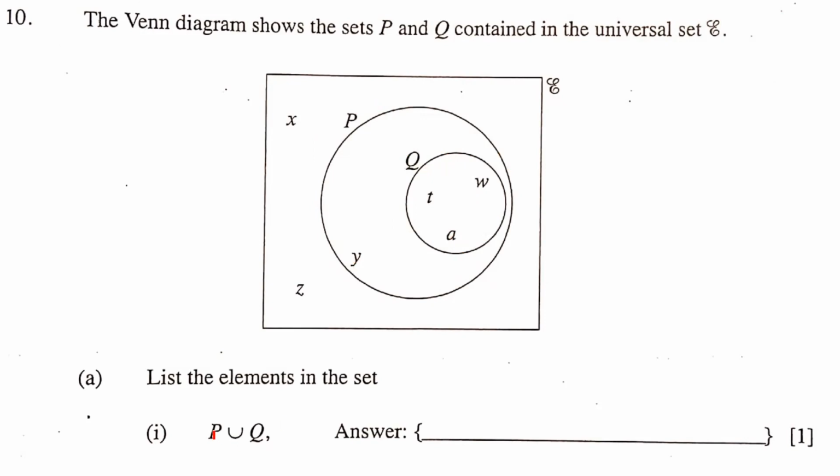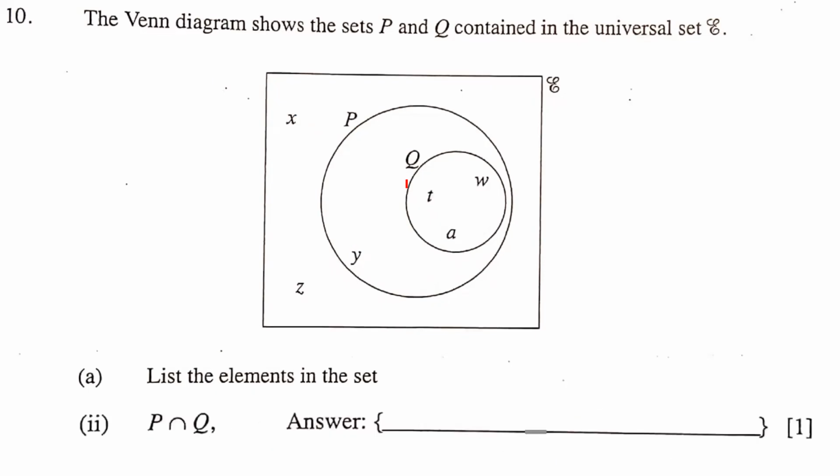And so it says list the elements in the set P, this U symbol means union, so P union Q. And all that means is that we want all the elements in set P and Q combined. So what is inside P and Q combined? Well, Y is there, so we put Y. T is there. A is there. And W is there. So those 4 elements are in the set P union Q. We can't include X and Z because they are outside of P and Q. So they don't go inside of the union.